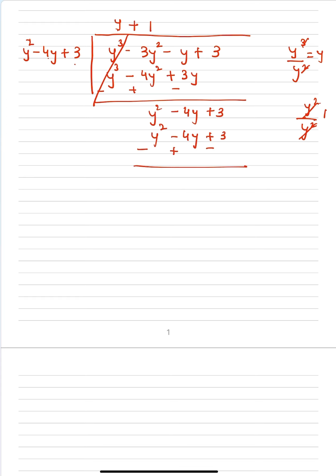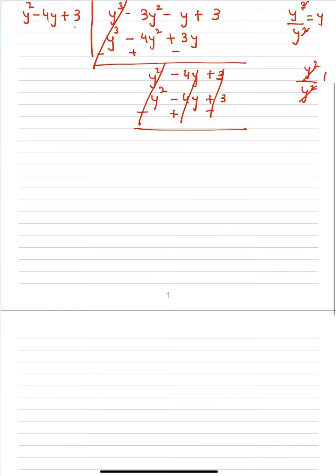Changing the signs, we can cut the terms because they will be plus and minus, and we are getting 0. So our q of y is nothing but y plus 1, and r of y is nothing but 0. We can also say that y plus 1 is a factor of the given polynomial. Correct? Now let us take one more example.